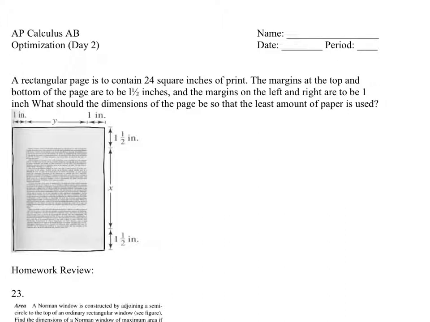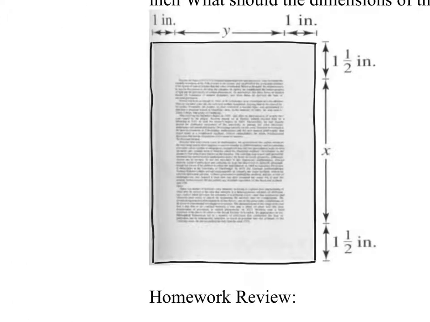So, here's the page. I outlined it for you since it was a little hard to read. It says a rectangular page is to contain 24 square inches of print. Those are the words, okay? So, that means on this page here, this little piece here is going to be 24 square inches.